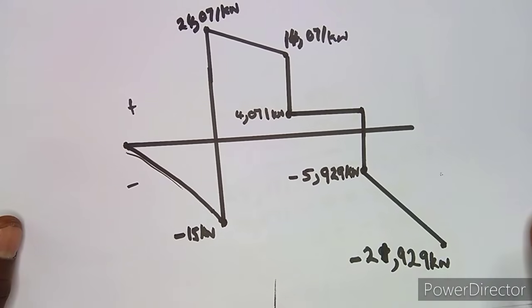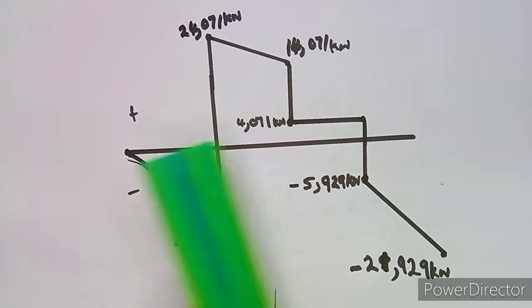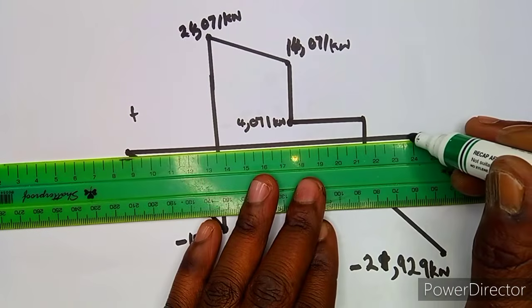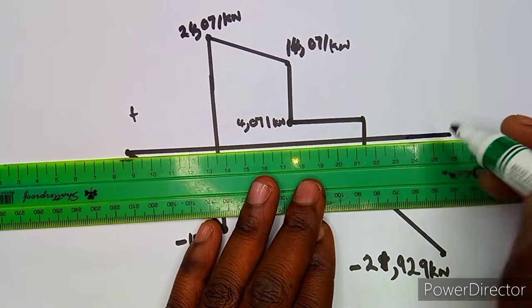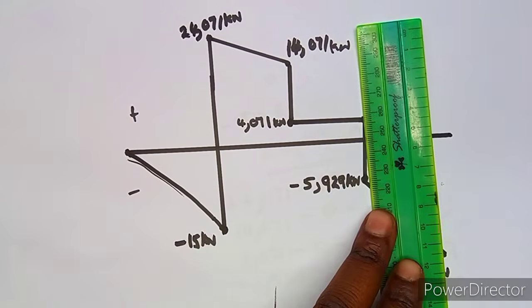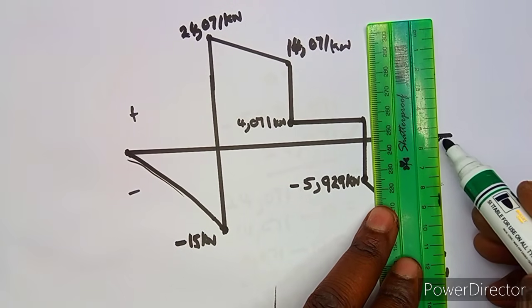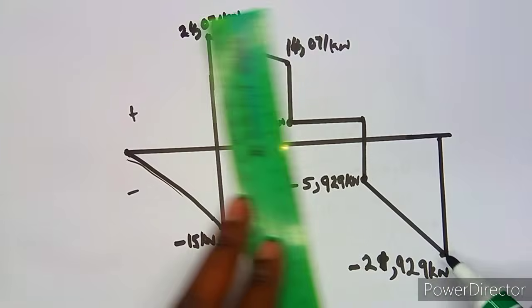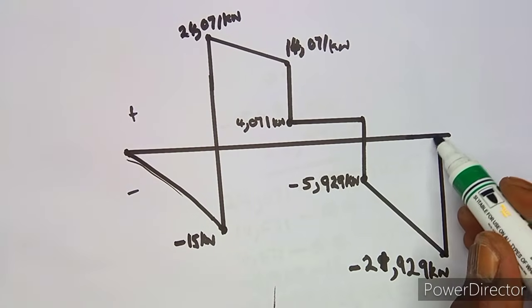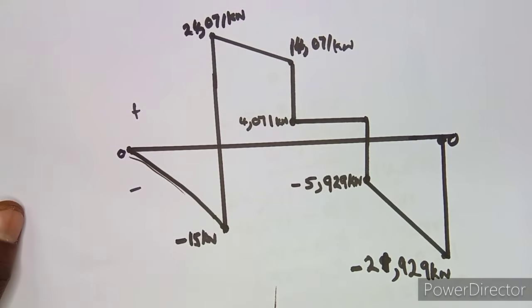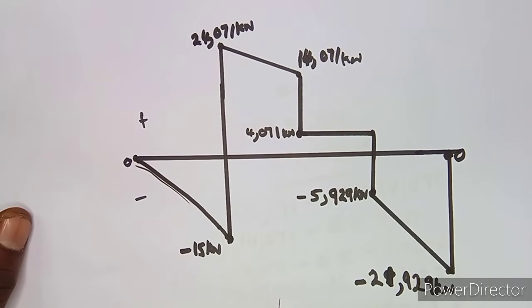So let's draw it. It's going upwards because it's a support until it reaches 0 there. Let's just extend this line a little bit here, then this one goes upwards, something like that, until it reaches 0. This one started at 0, and this one also started at 0. That's how you have to take note of the shear force diagram, guys.